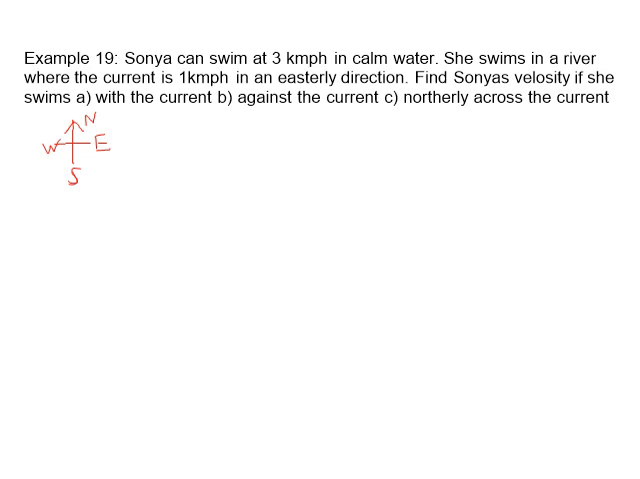Now we're going to define our vectors. So we've got the river, R. Now that's 1 kilometer per hour. We'll go 1k. Now we've got Sonia who swims 3 kilometers per hour. We don't look at the direction yet, so that's going to be 3 times longer. So that's 3k, and that's S, Sonia. So we've got vector R and vector S.